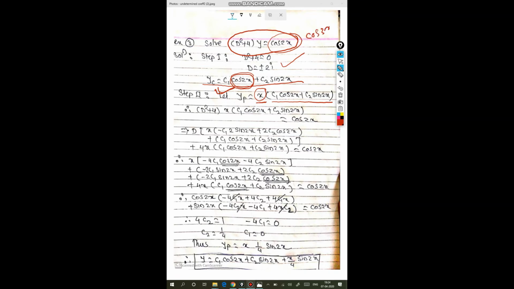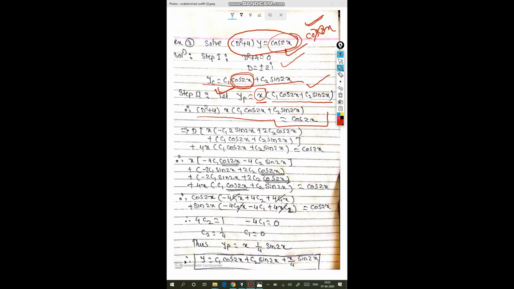If we have sin 3x or cos 3x in the RHS, in such a case the required yp will be only c1 cos 3x + c2 sin 3x. There will not be x. That is for cos 3x. So forget about this. Right now we have cos 2x, so this is our yp. This is the most important thing. The remaining part is only this one.